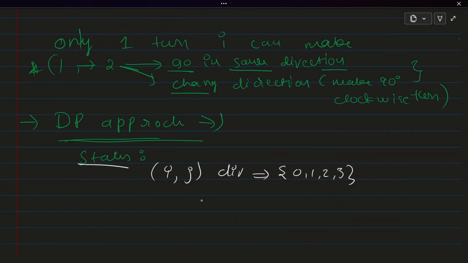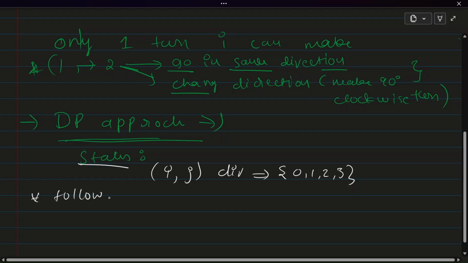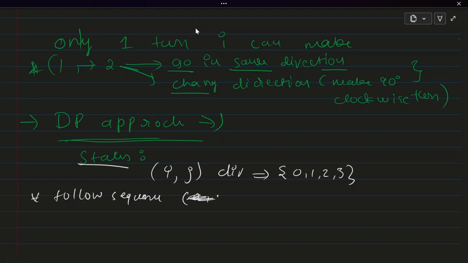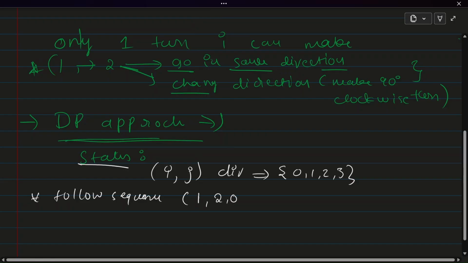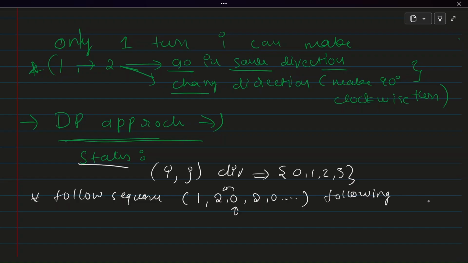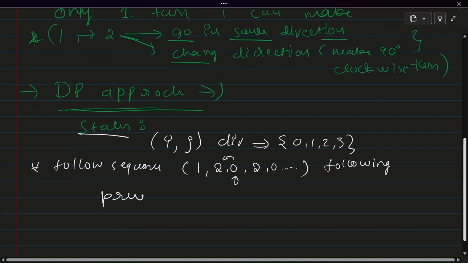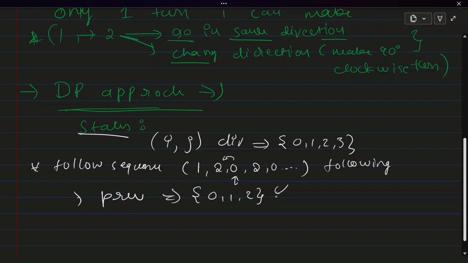Now I need to follow the sequence, right? The first one should be 1. Sorry, I made a mistake there. After that, I need to follow with 2, 0, 2, 0, and so on. So for each index, I check the previous one and check if it is following the sequence. For that, I need another state. Let's say previous. What kind of values can this have? Either 0, 1, or 2. In the question, it is clearly given that the only elements that can be in the grid are 0, 1, or 2.